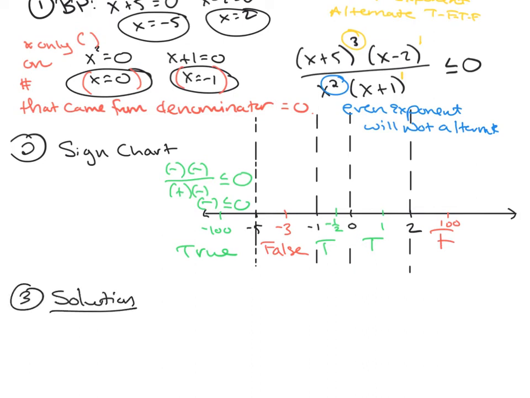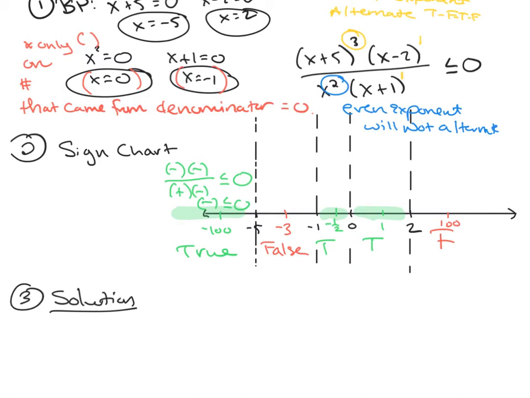So our solution is always our true columns. So I'd like to have, let's see, this column on the far left and the two columns in the middle, negative 1 to 0 and 0 to 2. But I need to keep in mind my brackets and parentheses. Since the question had an equals to sign, I would like to put brackets. But I certainly don't want to put a bracket on an infinity.